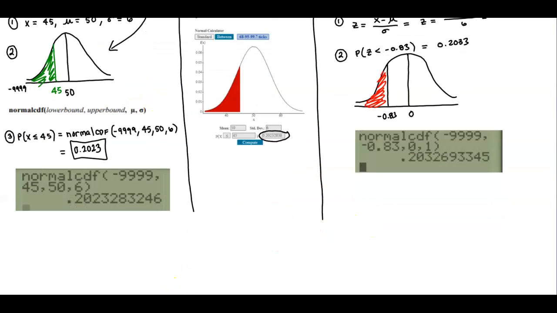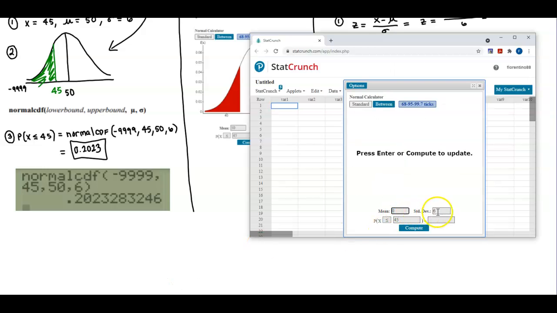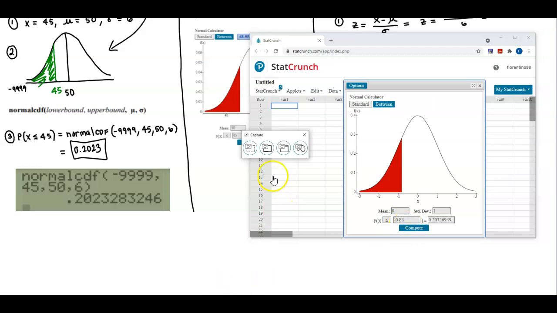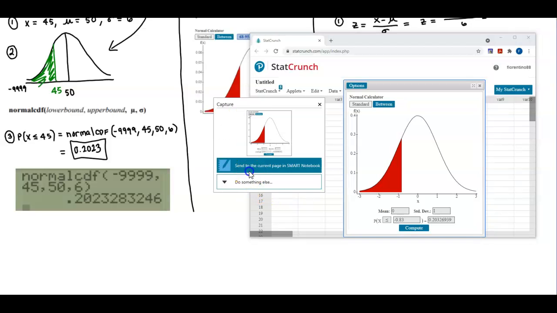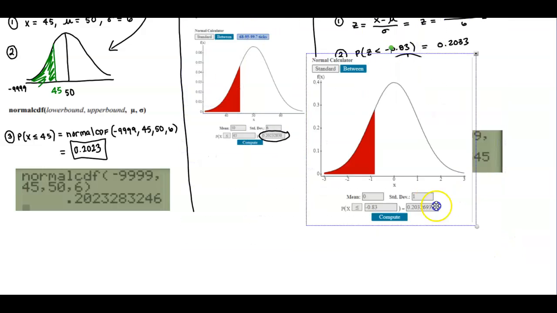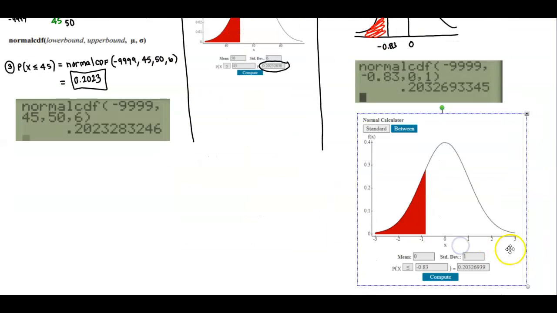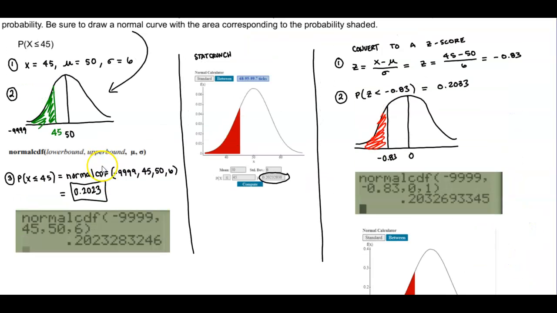And likewise, if we wanted to use StatCrunch, we're going to use the mean of 0, the standard deviation of 1, and then we're going to use the z-score of negative 0.83. And again, when you compute that, you should get the same area as the ones we did right before those. So therefore, you can see that that area is a little bit different than what you get over here. So be careful and just make sure you make note of that.